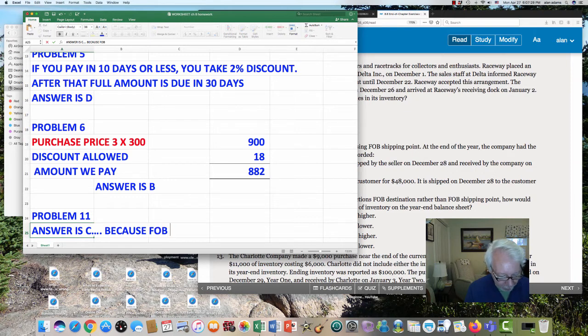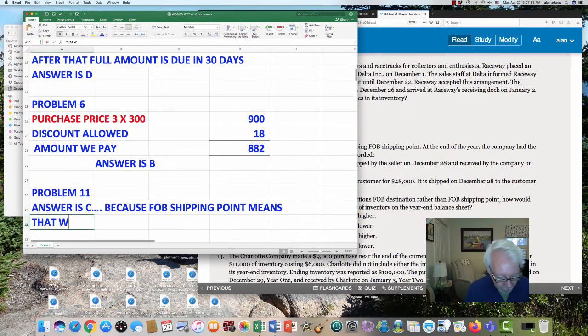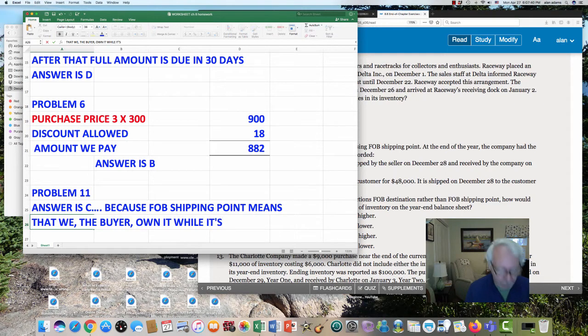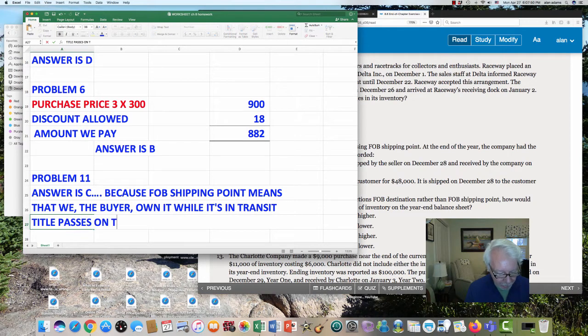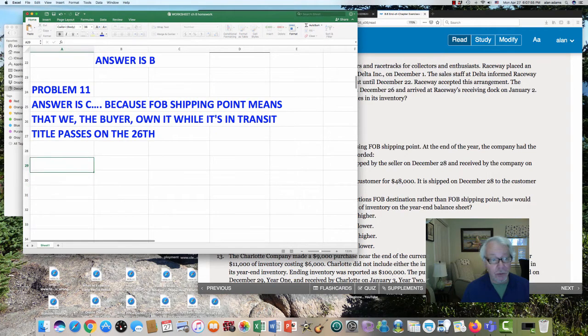because FOB shipping point means that we, the buyer, own it while it's in transit. Okay? Title passes on the 26th. And I'll add that too. Title passes on the 26th. And that, friends, is the day that you should be putting it in your inventory. The next question is number 12. Problem 12.